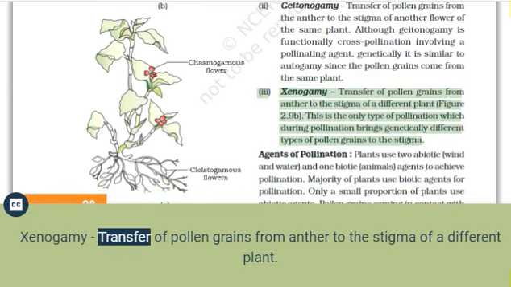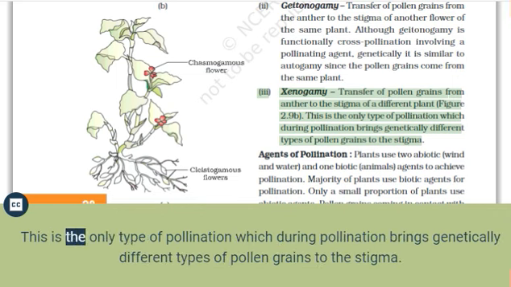Xenogamy: transfer of pollen grains from anther to the stigma of a different plant. This is the only type of pollination which during pollination brings genetically different types of pollen grains to the stigma.